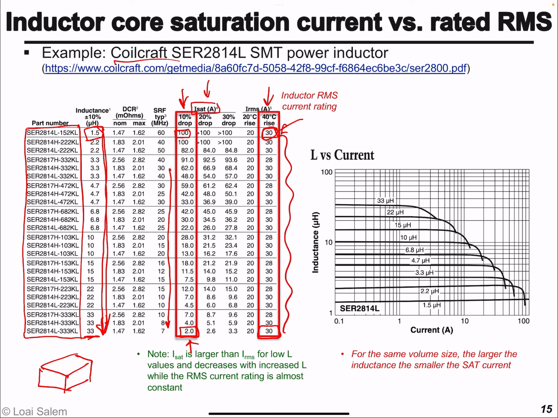And as I'm mentioning here, and as shown in this plot, for the same volume size, same dimension, you'll find that as you increase the inductance, the saturation current, basically the current at which the inductance starts to decrease, essentially decreases.